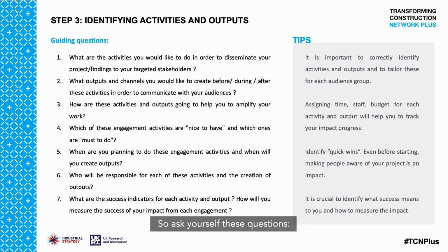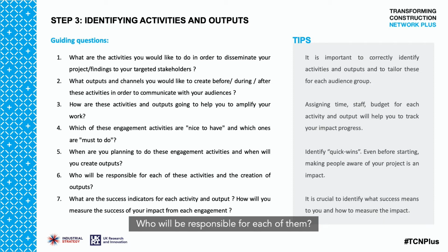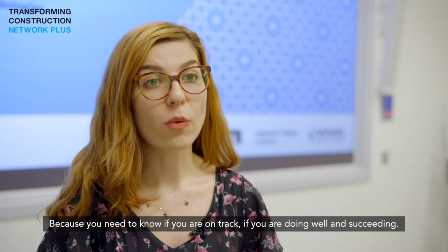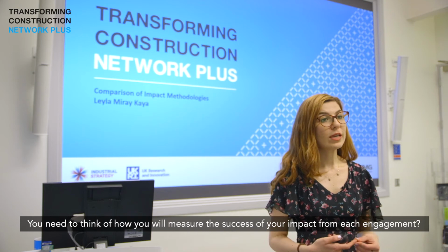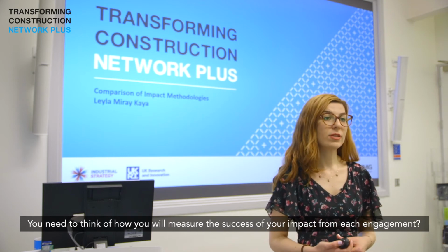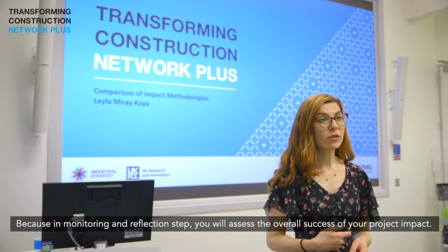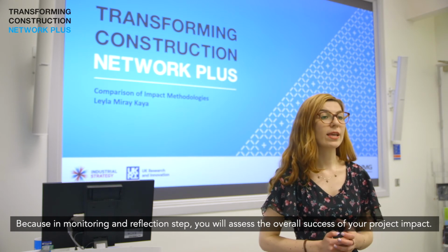So ask yourself these questions. When are you planning to do these activities? By when do you need to create these outputs? Who will be responsible for each of them? Last but not least, you should also come up with success indicators for each activity and output, because you need to know if you're on track, if you're doing well and succeeding. You need to think of how you will measure the success of your impact from each engagement, because in monitoring and reflection step, you will assess the overall success of your project impact.